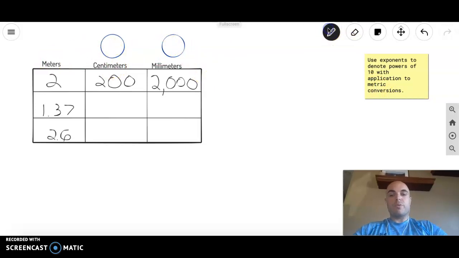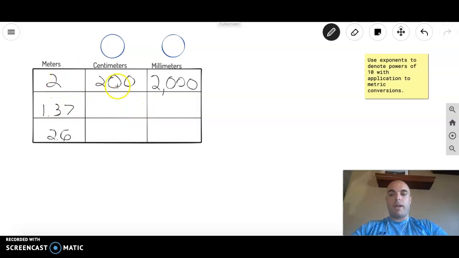I've already started the first one for us, just to remind us of how we convert. So remember, meters to centimeters, you multiply by 100, and then centimeters to millimeters, you multiply by 10. If you want to go meters to millimeters, you multiply by 1,000. And we're going to look at how we can use a multiplication sentence with exponents to convert all these. But before we do that, why don't we finish converting our decimals the way across?